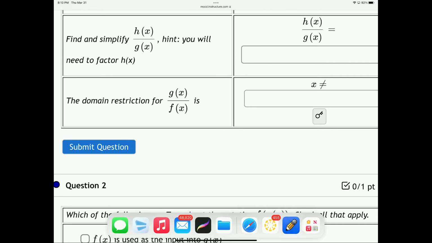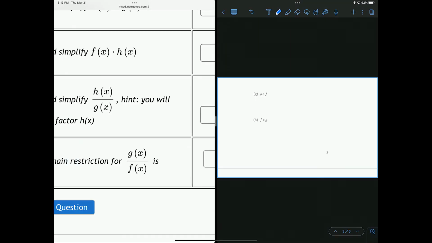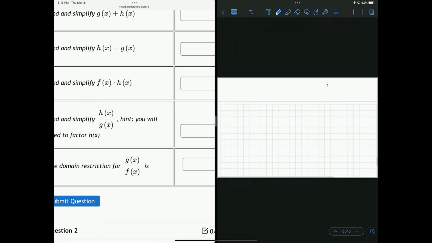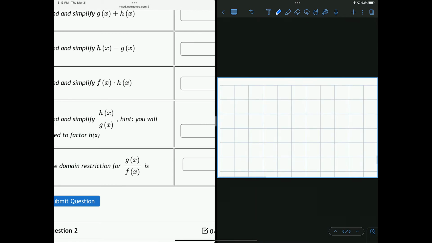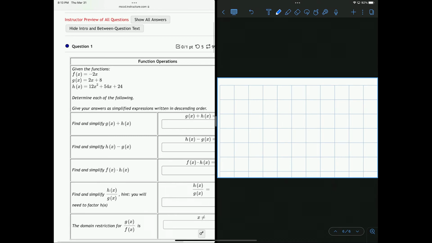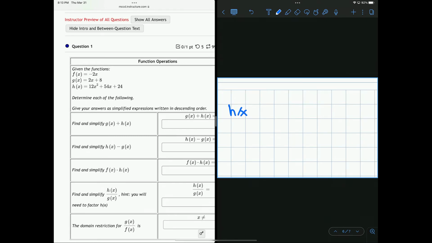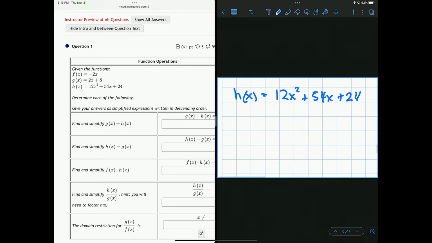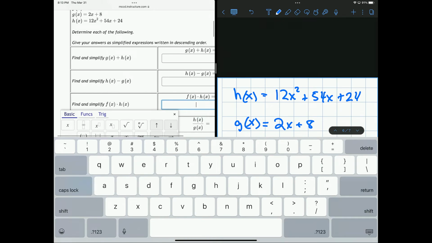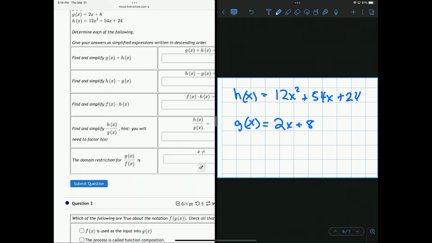If I go to my notes so I can write, just scroll to get some blank paper. Let me write them down. So I have h is 12x squared plus 54x plus 24. And then I've got g, which is 2x plus 8. And then down here it says find and simplify h over g. Hint, you will need to factor h.